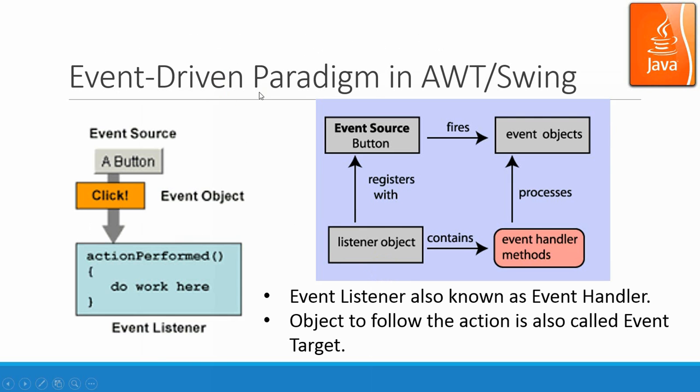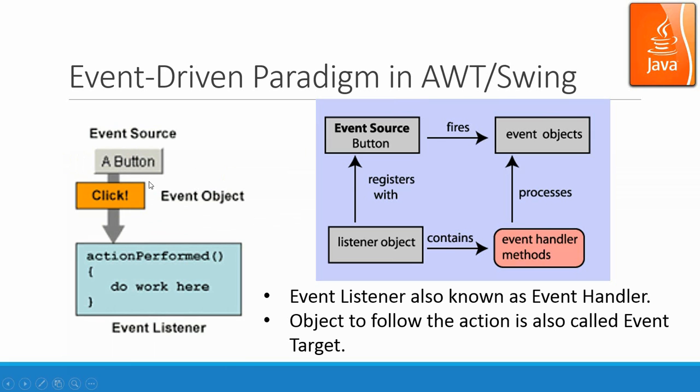First, let's look at the event-driven paradigm in AWT and Swing environment. One button, we call it the event source. You can click it. When you click it, it activates one event object. The event object represents the click operation, and that event object will be put into a certain queue, waiting for the event handler to handle it.